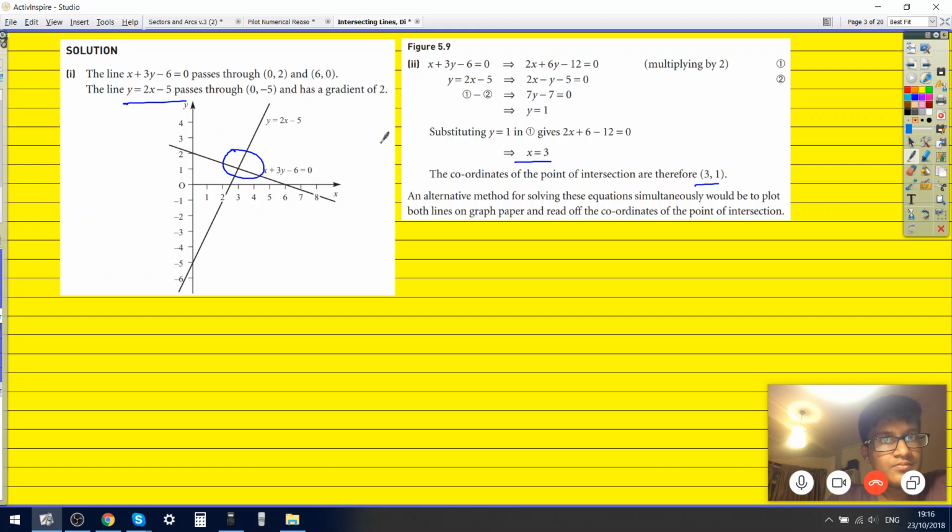So to get the point of intersection, they did it a different way. My way of doing it is, one of them says y equals 2x minus 5. And so in the other one, instead of writing 3y, I wrote 3 times 2x minus 5, because y equals 2x minus 5. So I did it as simultaneous equations by substitution. Okay, I'll just write that down.